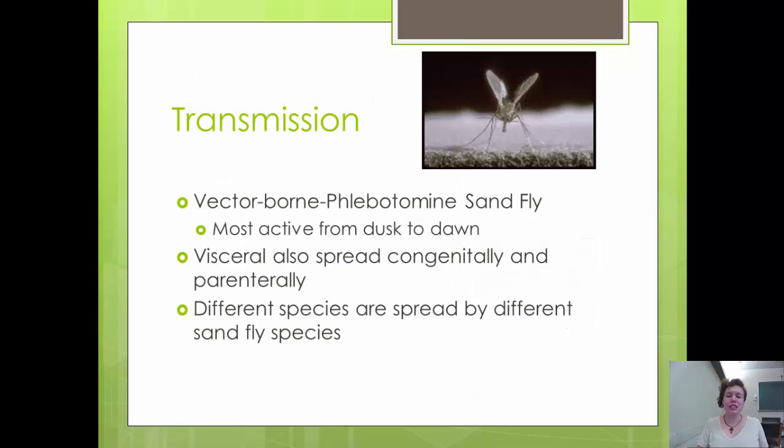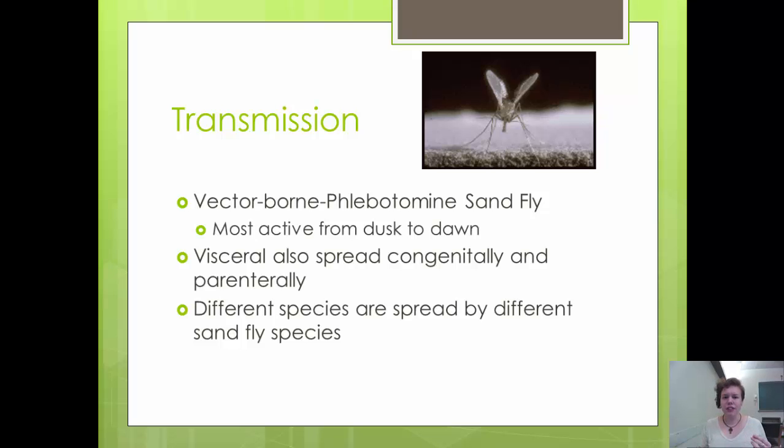Okay, so now I'm going to talk about transmission. As I said before, the Leishmania protist is transferred by phlebotomine sandflies, which means that it is a vector-borne disease. These sandflies are most active from dusk to dawn, so that's during the night when people are sleeping and aren't really trying to protect themselves against bug bites. The visceral form is mostly transmitted by the female phlebotomine sandflies, and can also be transmitted congenitally, which is from mother to child during childbirth, and parenterally, so through blood transfusions and needle sticks.